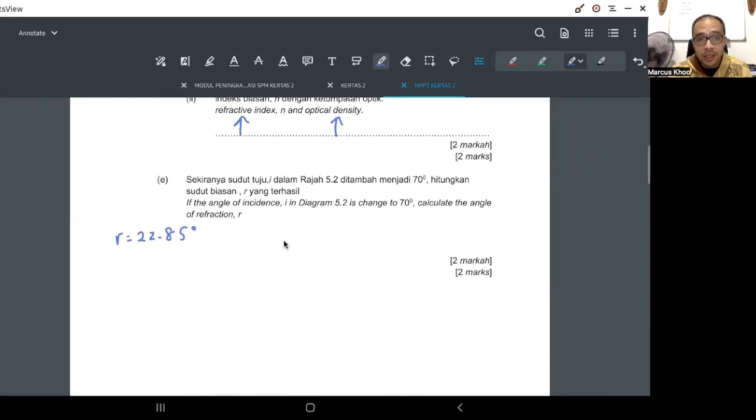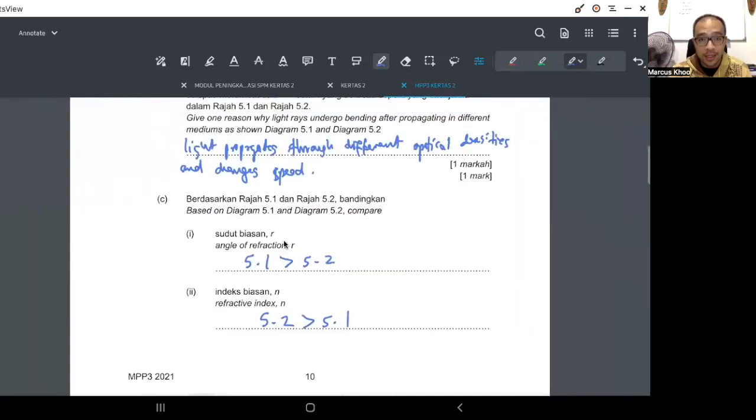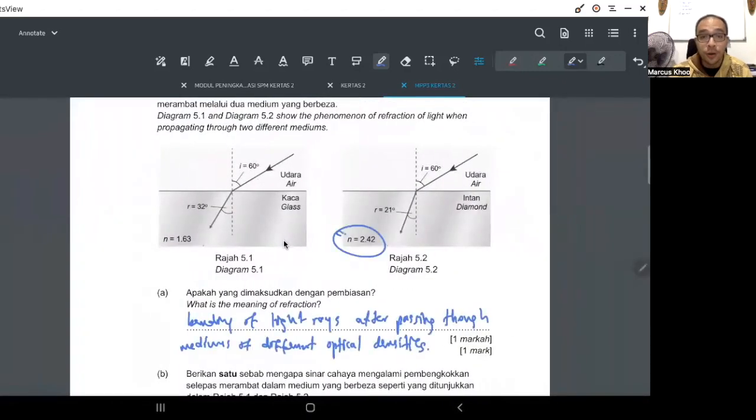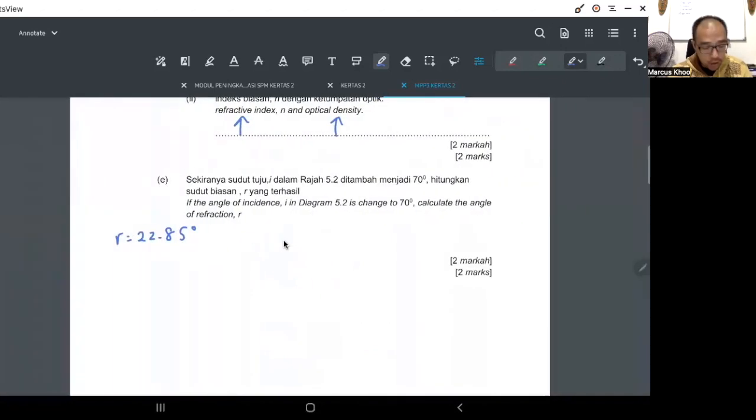Okay, the angle of incidence in diagram 5.2 is changed to 70. Calculate the angle of refraction r. First of all, we need to find out what this is. We have n equals 2.42. So we want to use the formula n equals sine i over sine r. Your i is 70 degrees. You can find the value of sine r lah. Our n is 2.42. So you should be able to get the value of r equals 22.85.